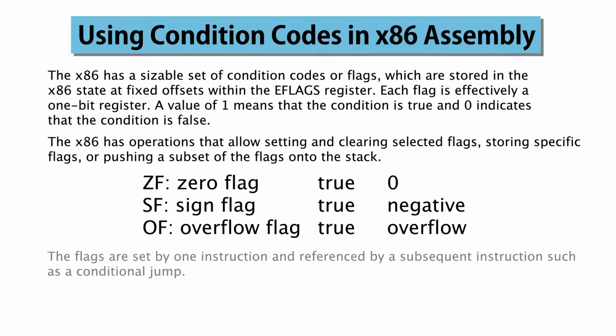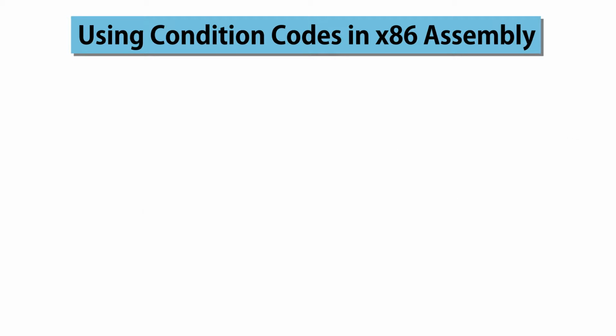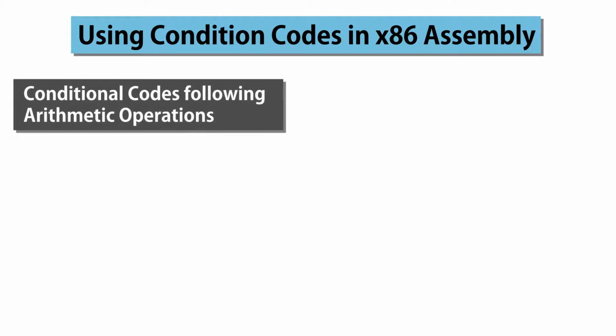Most often the flags are set by one instruction and referenced by a subsequent instruction, such as a conditional jump. Certain assembly operations set these flags, many do not. Notable among those that do are the arithmetic and logical instructions and the test and compare instructions. We'll look at each of these in turn. Let's first look at the setting of the condition codes with an arithmetic operation and how it might be used.